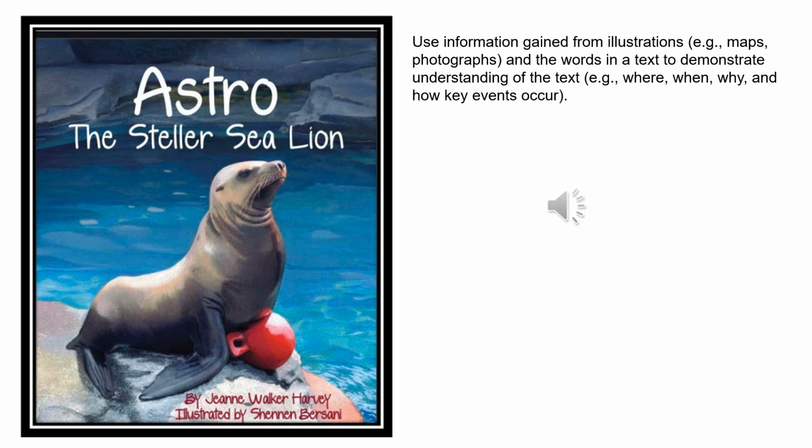Hello, third grade. We're getting ready to read Astro, the Stellar Sea Lion, and we are going to be having a reading job, and that job is to use information gained from illustrations, that is, the maps, photographs, and other things, and the words in a text to demonstrate an understanding of the text. You should be able to say where, when, why, and how key events occurred.